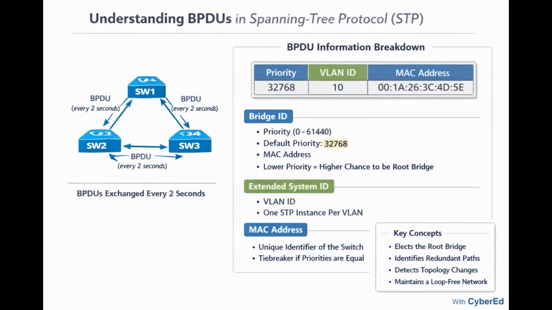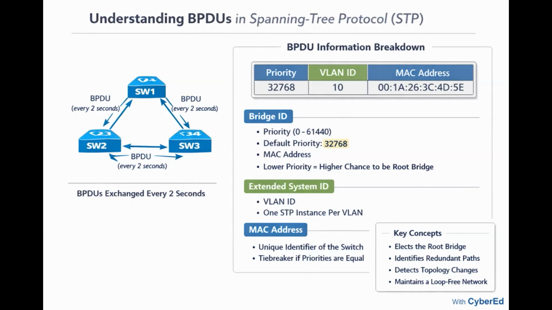Spanning tree protocol uses bridge protocol data units to monitor the network and detect topology changes. By default, STP is enabled on Cisco switches, and each switch sends BPDUs every 2 seconds to exchange spanning tree information with neighboring switches. Each BPDU contains key information that allows switches to elect a root bridge and identify redundant paths. We have the bridge ID. This identifies each switch in the spanning tree process. It consists of a priority value and a MAC address.